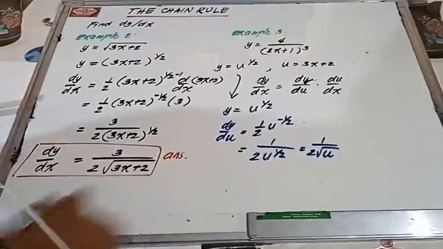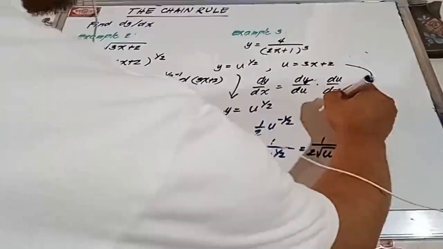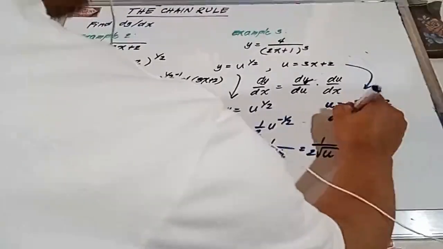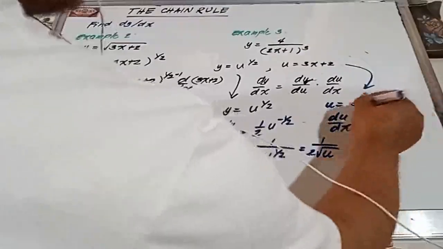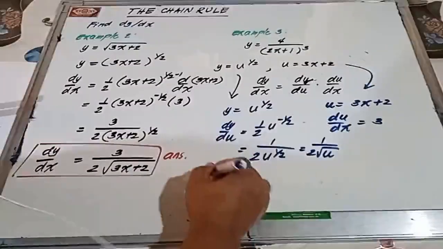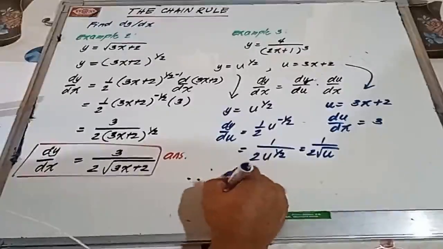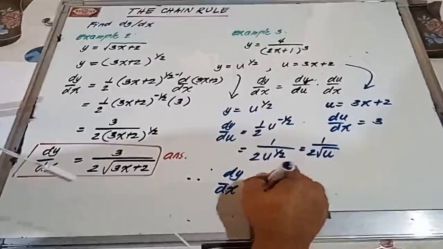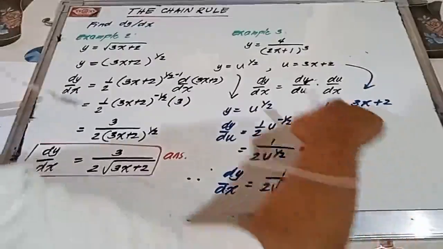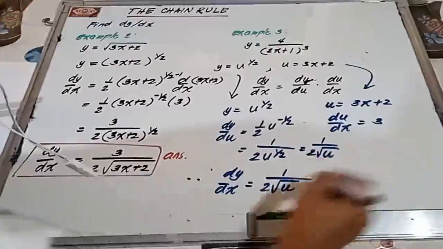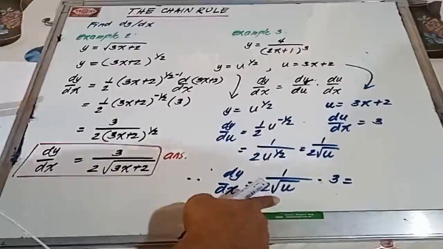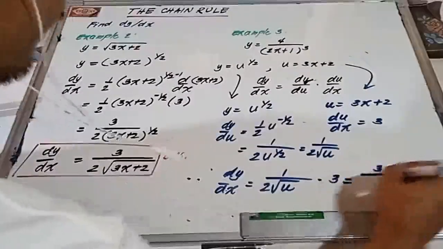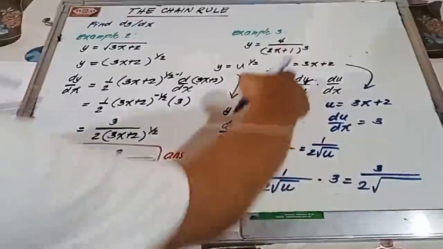Okay? Then from here naman, kunin naman natin si du over dx. So u equals 3x plus 2. And then du over dx equal to 3. And derivative of 3x is 3, derivative of 2 is 0. Therefore, our dy over dx is equal to dy over du, which is 1 over 2 square root of u, times du over dx, which is 3. Okay? And then, ano yung u natin? U is 3x plus 2. So, we have 3 times 1 is 3, over 2 square root of u, and u is 3x plus 2.